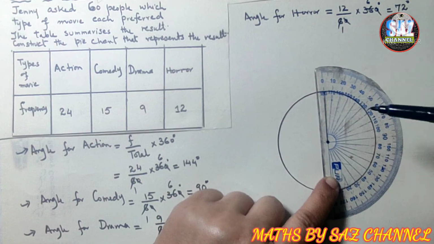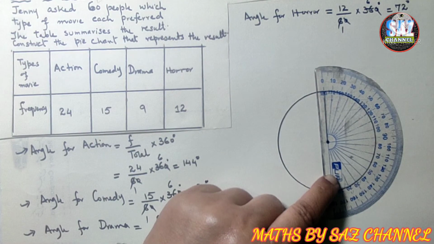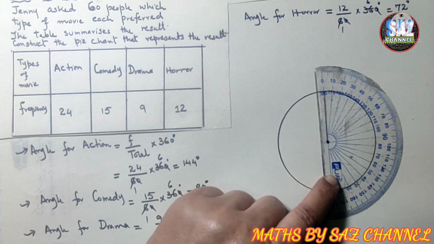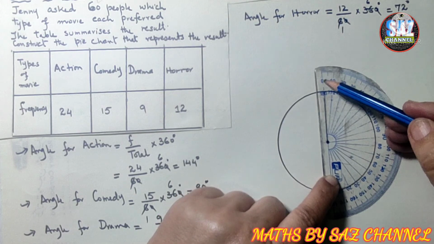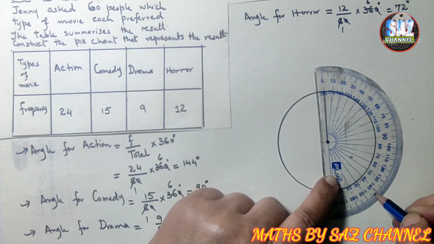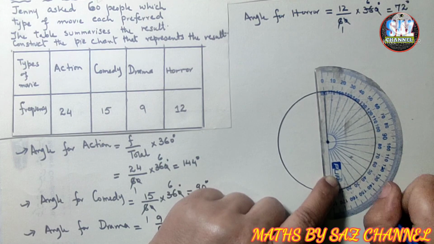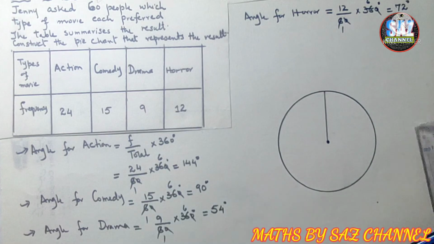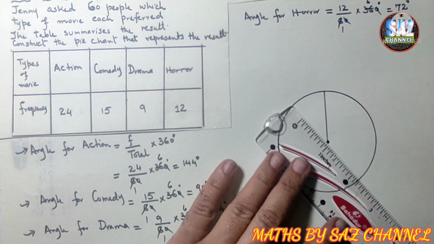this radius. And then there are two scales with us, one is the inner scale and one is the outer scale. I have to read the outer scale and I have to reach 144 degrees. This is approximately 144 degrees, and I have to mark the point here, and then I have to join this point with the radius.